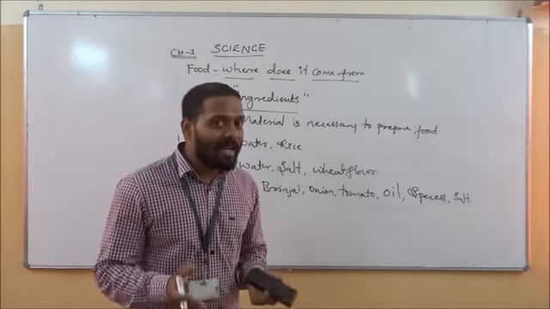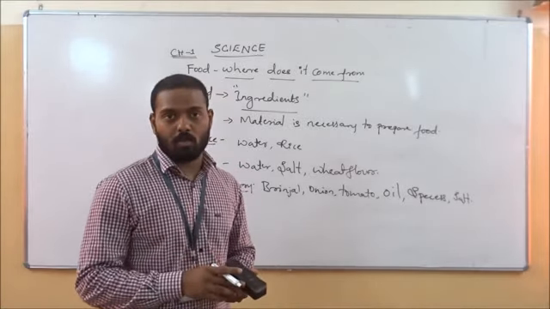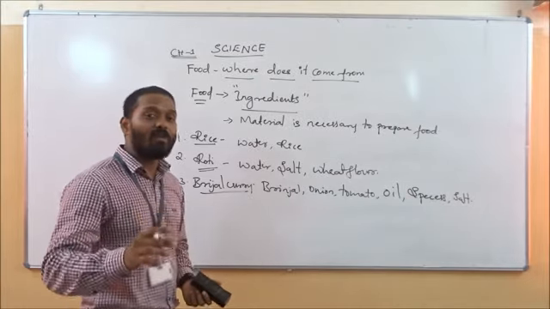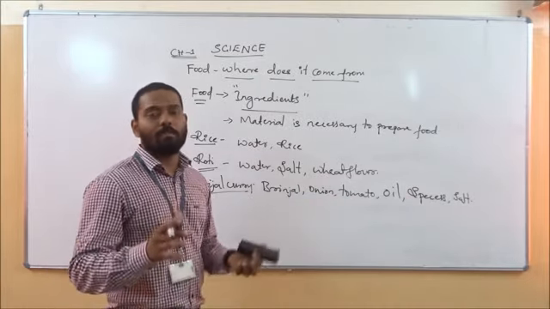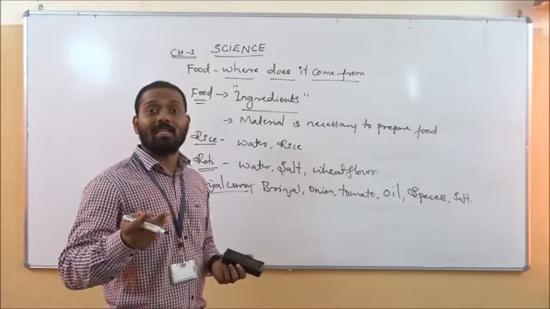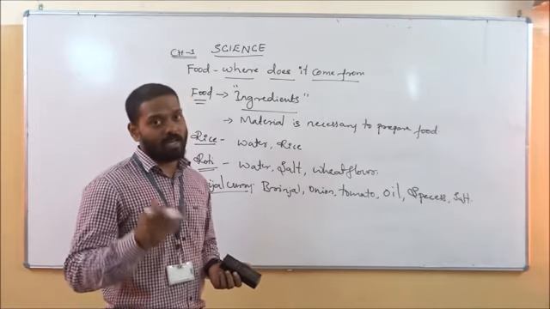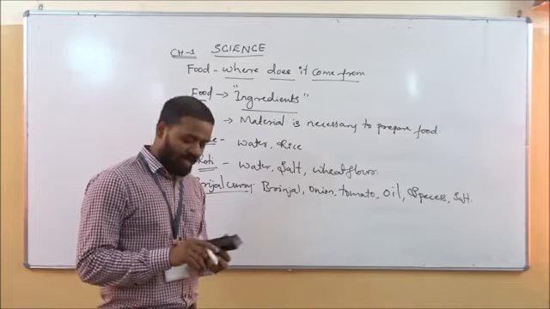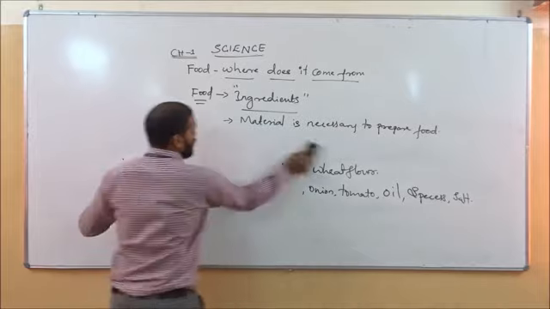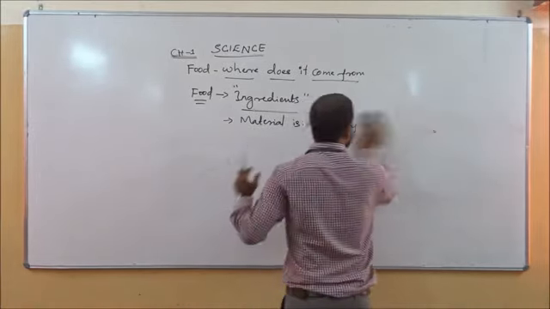The ingredients may come from a plant source or from an animal source. We will take some dishes and list out which plant products we used and which animal products we used. We will take some examples and list them out.